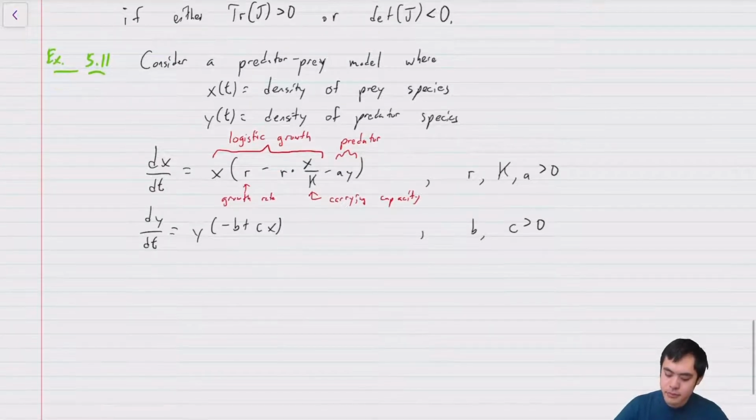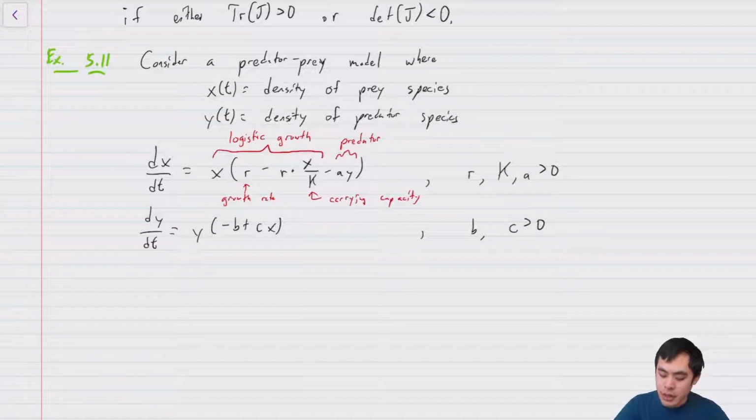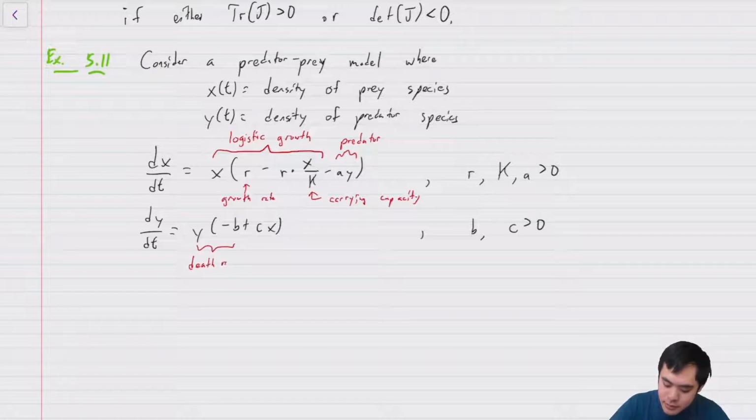Okay, and for our predator species, we also have some natural death rate, and we have predation. So it's growth as a result of eating prey.